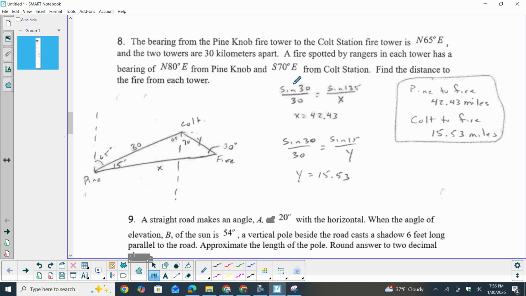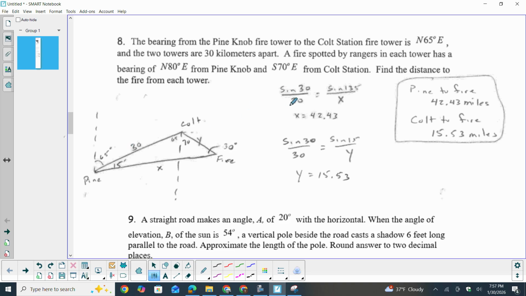Okay, so there's the equation I just had up there. When you do that, you should get 42.43. Now switching to the other one, calling that y, it's going to be the sine of 15 over y equals the same sine of 30 over 30.